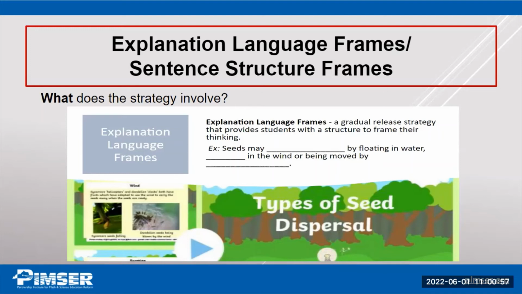You can find sources of these within lessons in many curriculum resources and in books and on websites about writing in science and science notebooking. They're often interchangeable with various discourse frames too. So this is a gradual release strategy that provides students with a structure to frame their thinking. For example, in the previous seed dispersal lesson sequence that we looked at in video 1, the teacher might provide the following frames. Seeds may blank by floating in the water, blank in the wind, or being moved by blank.